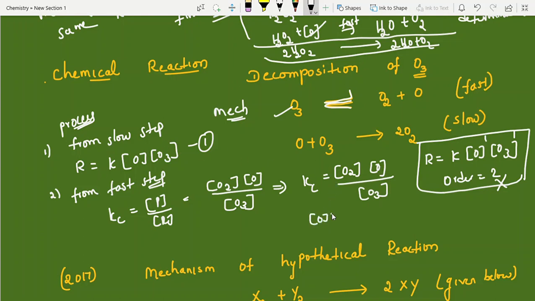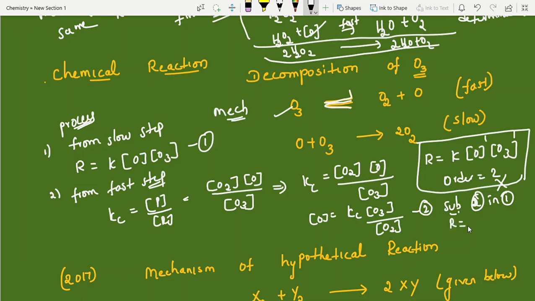Oxygen equal to, you can write, oxygen equal to Kc into O3 by O2. Clear? So this is equation 2. Substitute equation 2 in 1. That's all, you will get the expression. I am writing a little clumsy, so students, pay attention here.